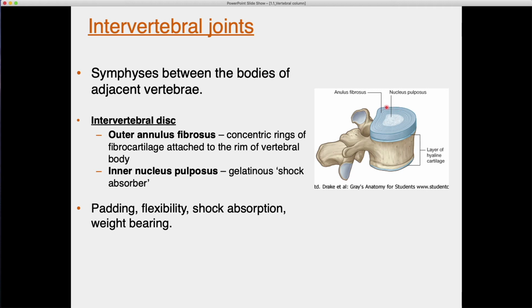An outer layer called the annulus fibrosus. Annulus means ring. So it consists of concentric rings of fibrocartilage that are attached to the rim of the body of the vertebra. And the inner layer is what we call the nucleus pulposus. This is a more gelatinous substance, and it's really what acts as a shock absorber and provides flexibility to the vertebral column.